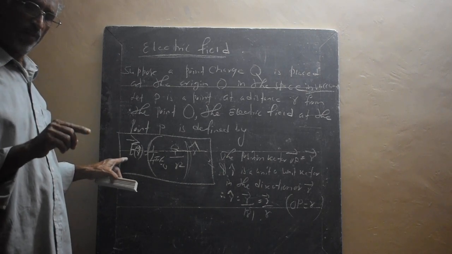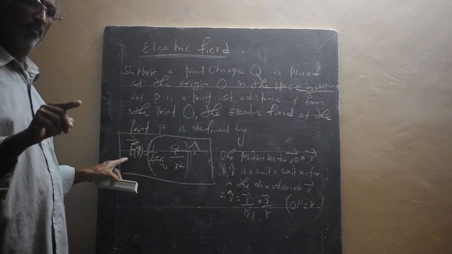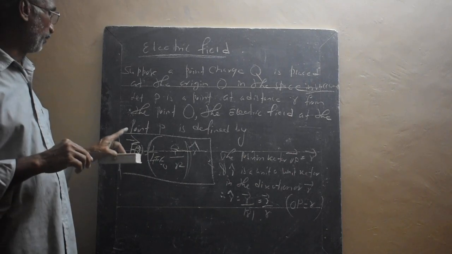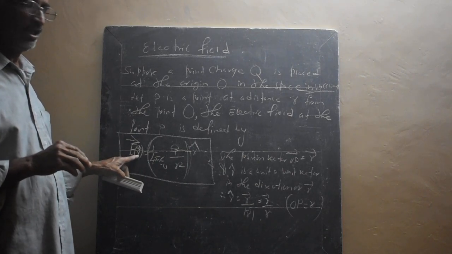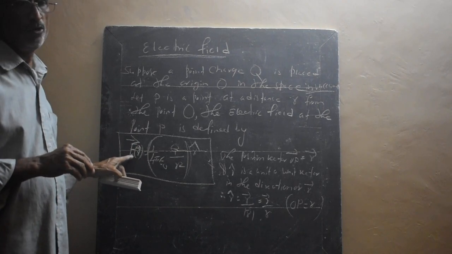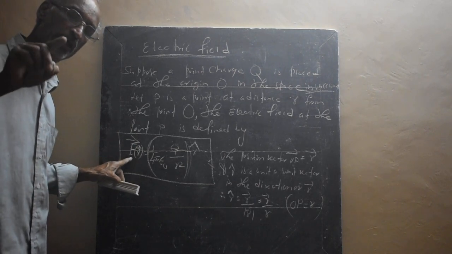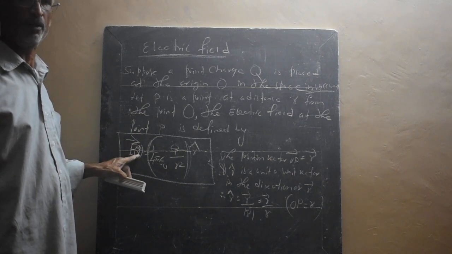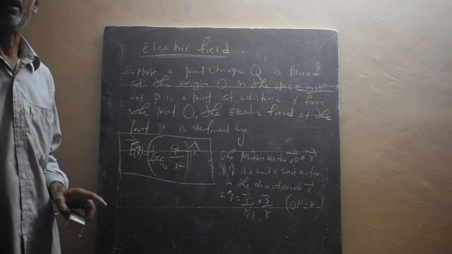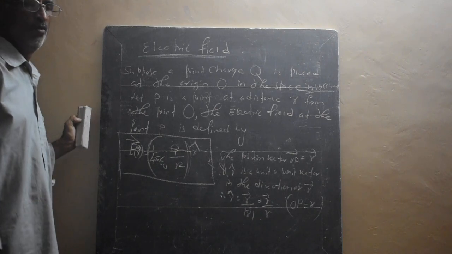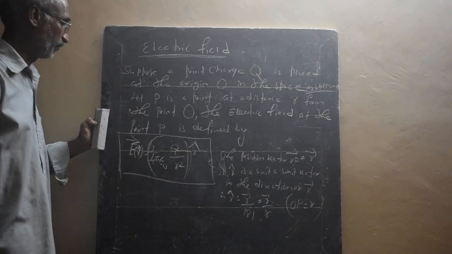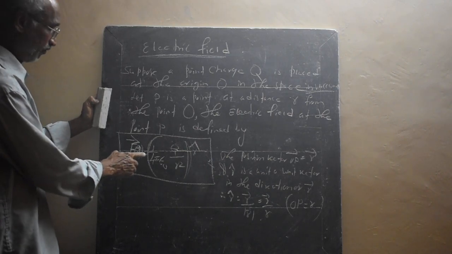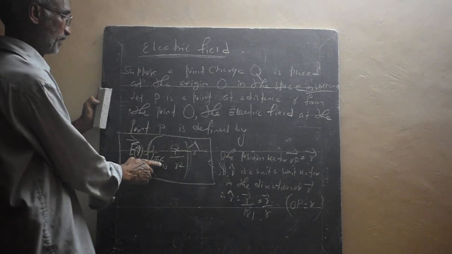E bar of R bar means it is a function of R bar, meaning the field changes as the point changes. As the point changes, the position of that point changes, and automatically the value of the field changes. Therefore, E bar depends upon the position vector of that point. So the electric field E bar of R bar is equal to 1 upon 4 pi epsilon naught.